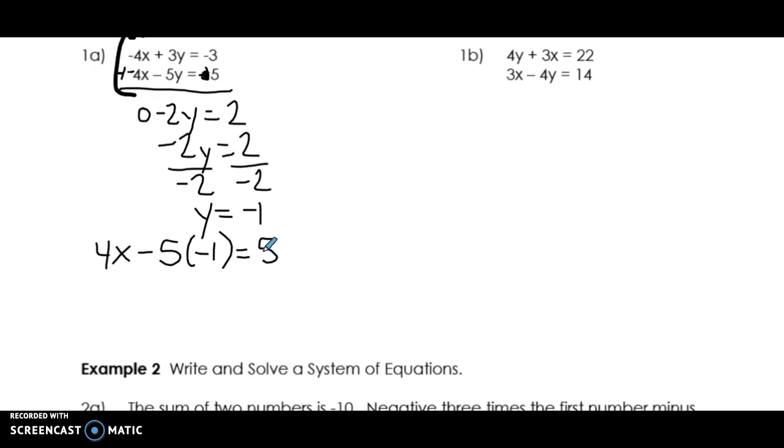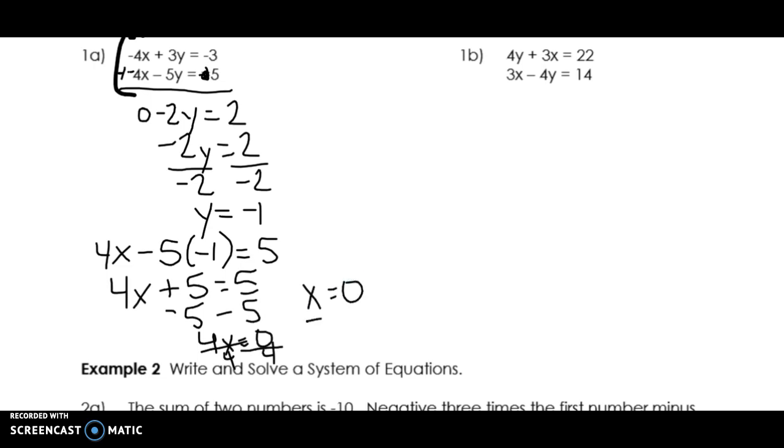So I do my PEMDAS here. So I have 4x. And then negative 5 times negative 1 gives me plus 5 equals 5. I'm going to subtract 5 from both sides to get x by itself, and I get 4x equals 0. If I divide both sides by 4, I am then left with x equals 0. Now I have what x equals, I have what y equals. My answer then is 0, comma, negative 1.